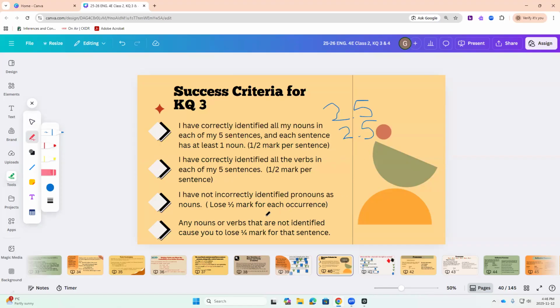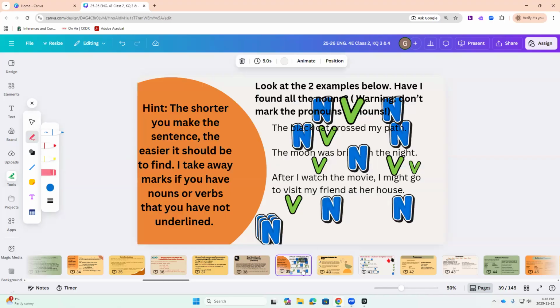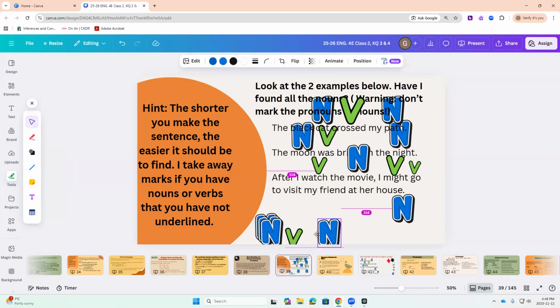I have not incorrectly identified pronouns as a noun. I will dock you a half mark every time you do that. Any nouns or verbs that are not identified cause you to lose a quarter mark for that sentence. And the reason I'm saying that is because sometimes what will happen is, hang on, let me show you what I mean. I'll get people who will do something like this.